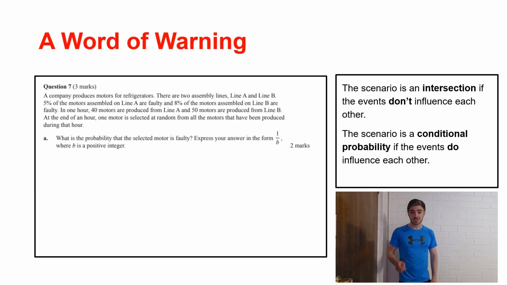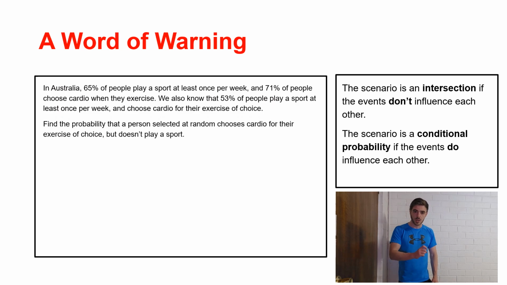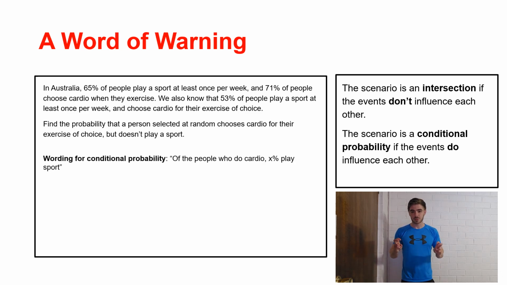In contrast, if we compare to the example we did before, there is no such statistic that we can compare to. There would need to be some statement along the lines of the people who do cardio, some percent play sport. A statement like that would clearly indicate that the probability that was given is dependent on people that are already doing cardio, rather than the current wording, which just implies any random person, whether they did cardio or not.